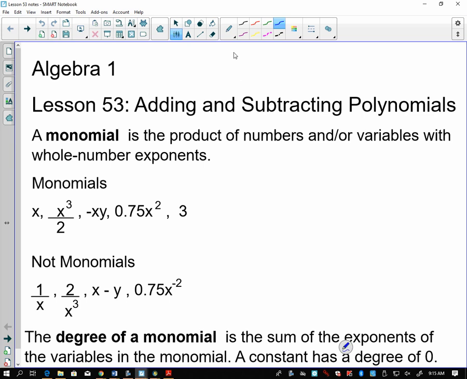All right, Algebra 1, Lesson 53, just a single lesson today. That's kind of nice. All right, we're going to talk about adding and subtracting polynomials. Before we can get into polynomials, let's talk about what a monomial is.